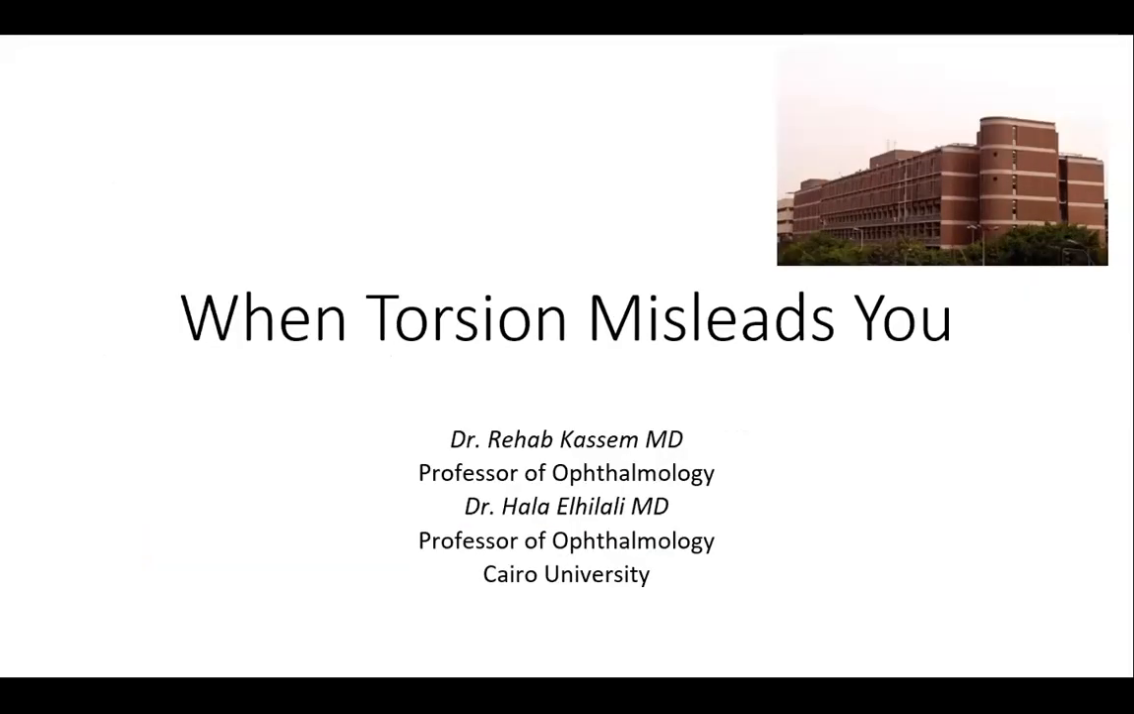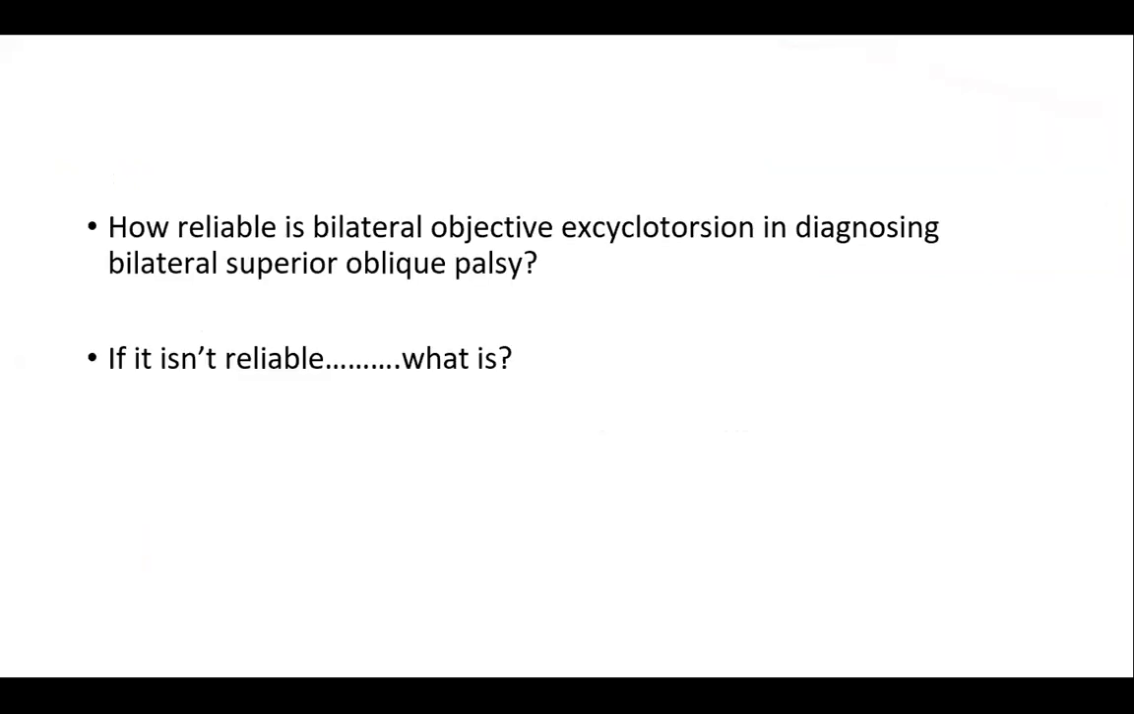So I want to thank Rehab for agreeing to do this presentation with me and humoring me on this. In diagnosing superior oblique palsy, it's important to distinguish between the presence of bilateral and unilateral superior oblique palsy in order to formulate the right surgical plan. And when we fail to identify the presence of bilateral superior oblique palsy and do surgery unilaterally on one of the eyes only, we end up postoperatively with unmasking of superior oblique palsy in the contralateral eye.